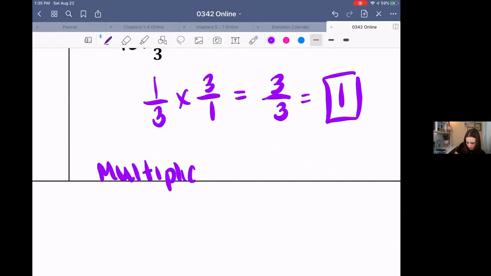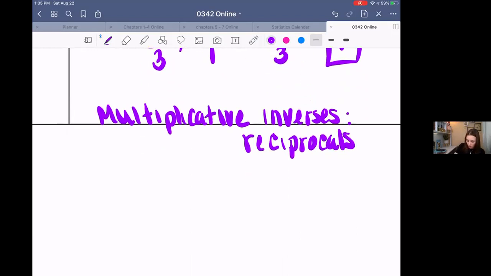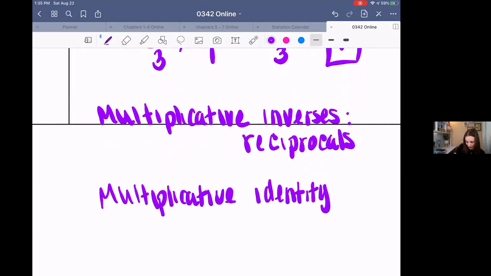Multiplicative, it's a long word. Inverses are basically reciprocals. That means when you flip them, like you flip 1/3 and it's 3/1. If you flip 1/2, it's 2/1, so you just flip them. When you multiply inverses, you get the multiplicative identity, which is 1. And this is going to help us when we get into solving. So that's kind of why I wanted to mention it.